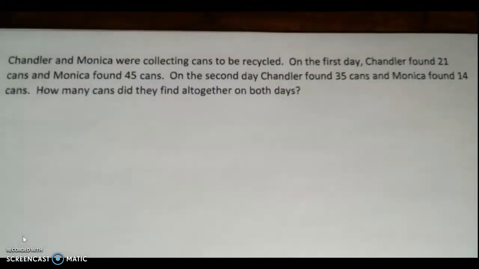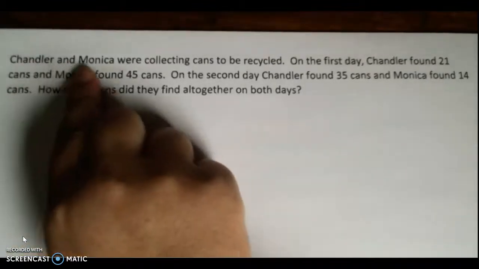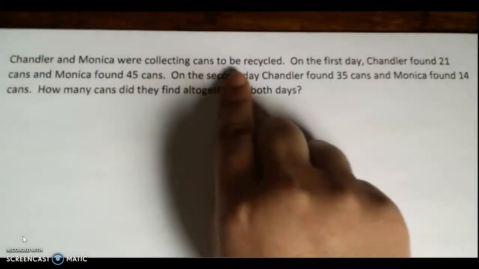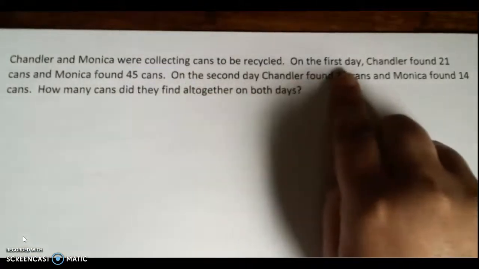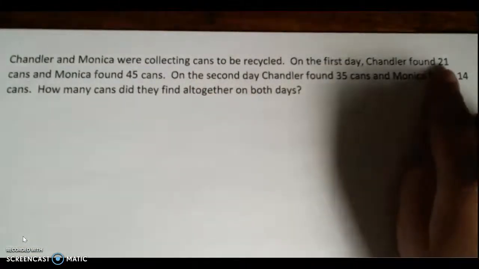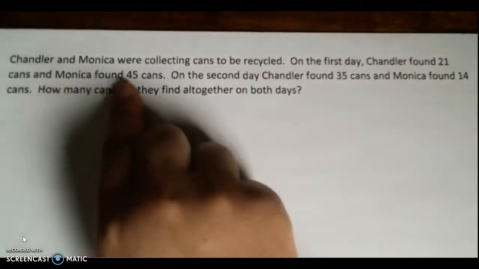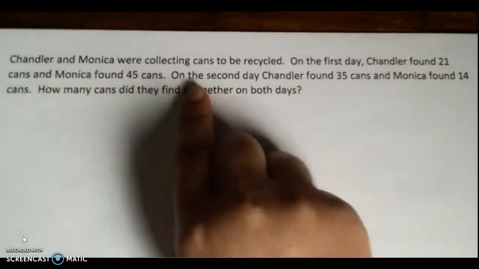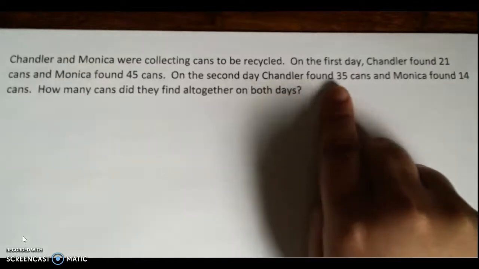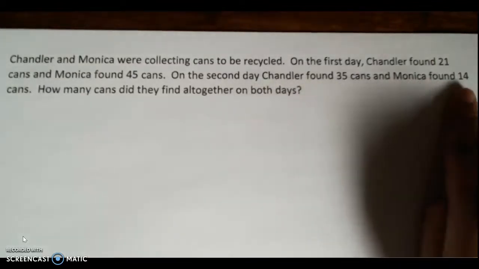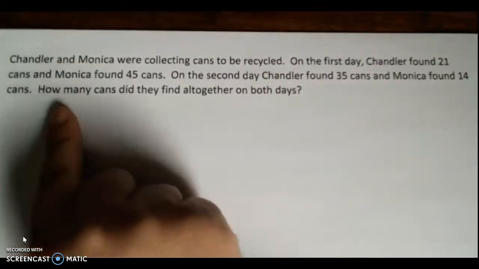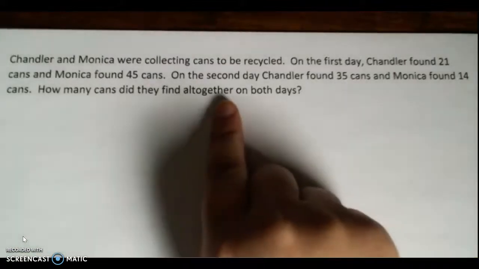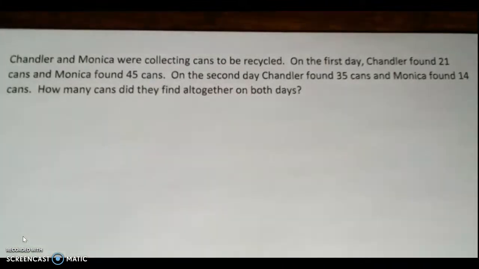Okay, let's try this one more time, but with different amounts. Let's read our word problem. Chandler and Monica were collecting cans to be recycled. On the first day, Chandler found 21 cans and Monica found 45 cans. On the second day, Chandler found 35 cans and Monica found 14 cans. How many cans did they find altogether on both days?